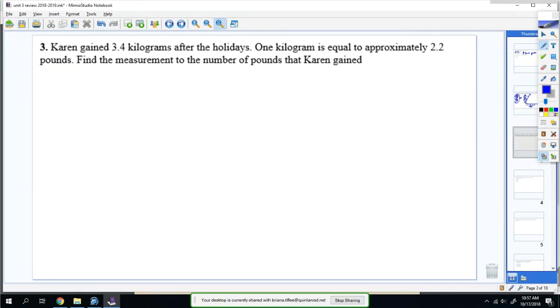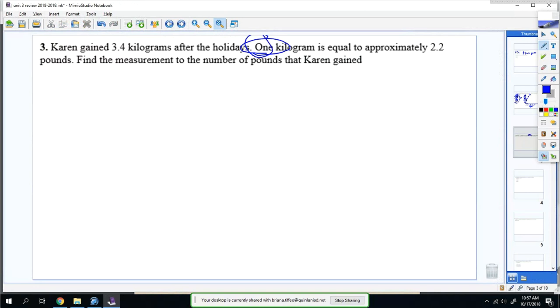All right, number 3. Karen gained 3.4 kilograms after the holidays. 1 kilogram is equal to approximately 2.2 pounds. Find the measurement number of pounds that Karen gained. Okay, first off, y'all had this on the stations, and you're making it more difficult than it is because you're not reading. When you read, you just look for the numbers, and that's not what you're supposed to be doing. You need to physically understand what this is asking, because a lot of you missed this one.